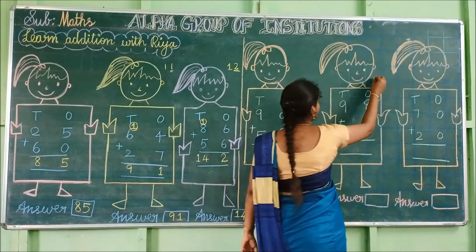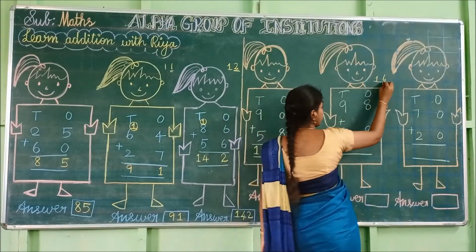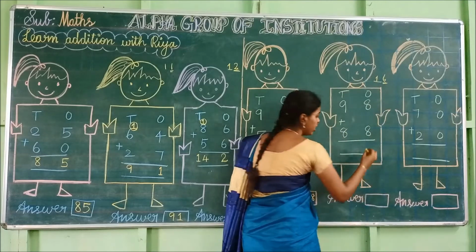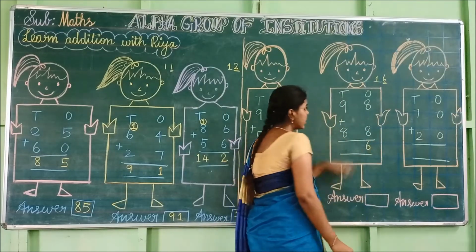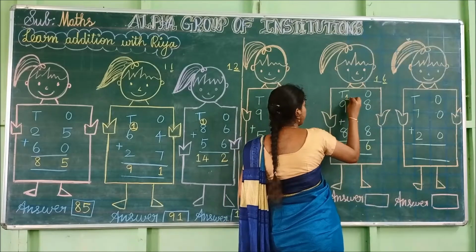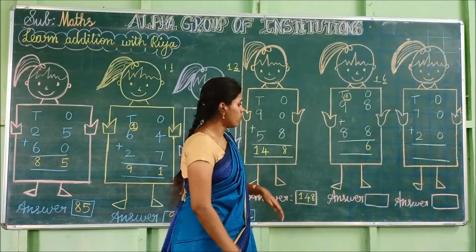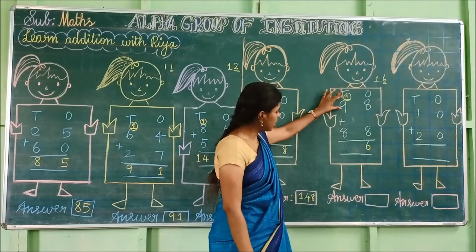If you are having a 2-digit number, you have to write this last digit in the ones place and take the next digit to the tens place. So we are going to write 1 as a carryover in the tens place. So now we are going to add this 1.